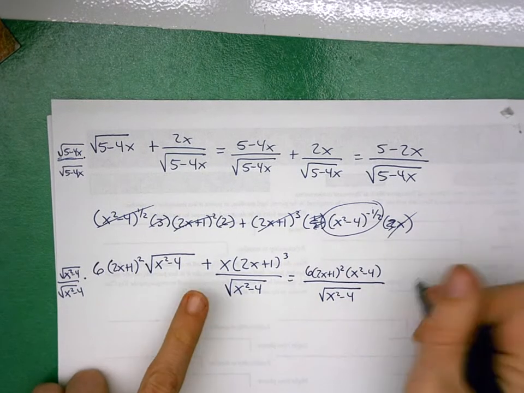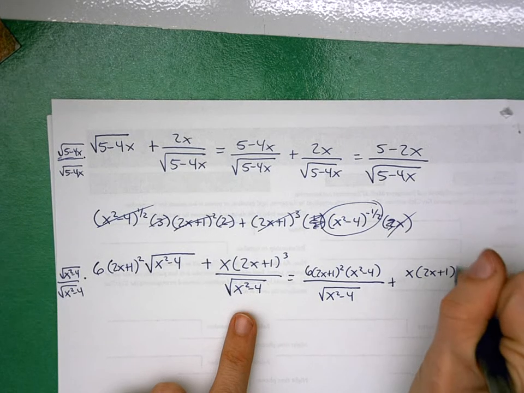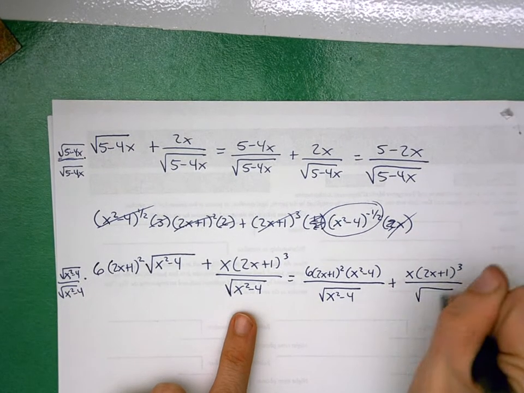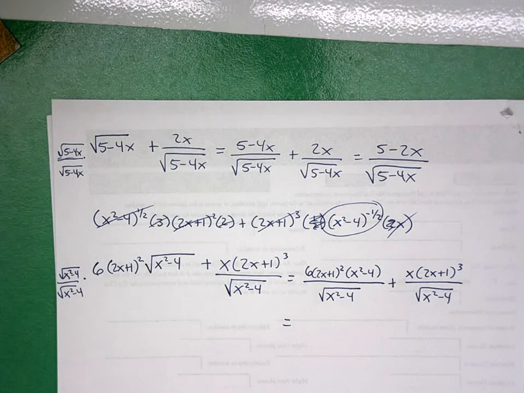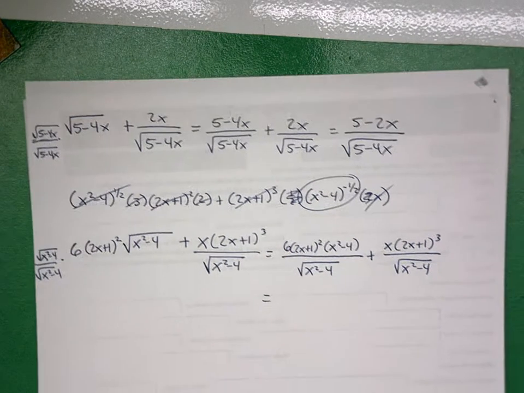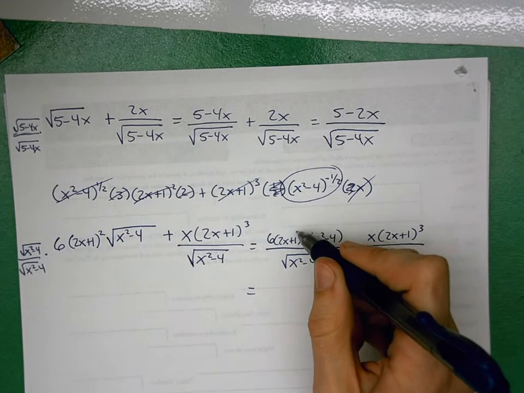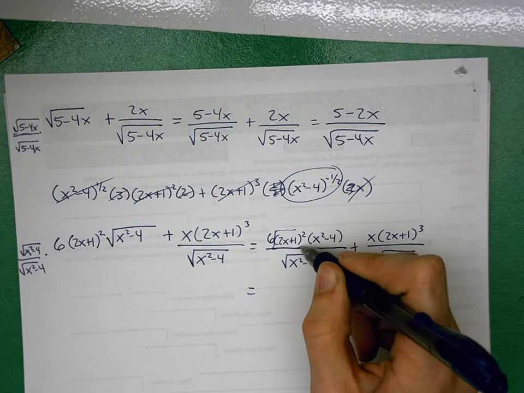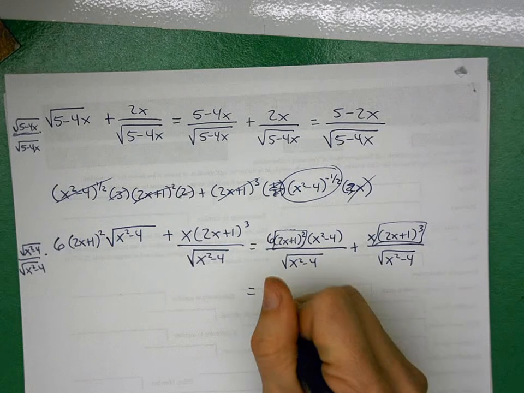And then we have plus, leaving the second term alone. And now that they have common denominators, I can actually combine them. And when I combine them, I'm going to go ahead and factor out their common term, which in this case is this 2x plus 1 squared. They have a 2x plus 1 quantity squared in common, so I'm going to pull that out as I combine them.